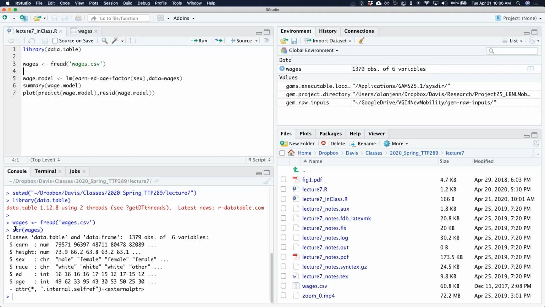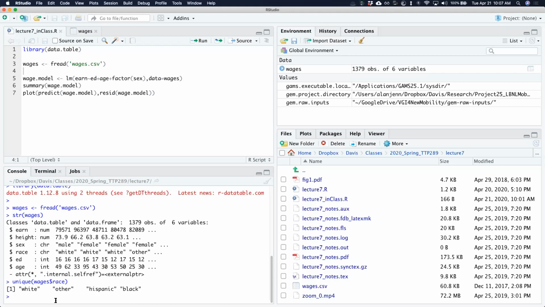For sex, you've got 2 genders, and for race, we have white, other, Hispanic, and black. These fall under the 2 categories of variables that we were discussing last time: you've got a dummy variable and a categorical variable.